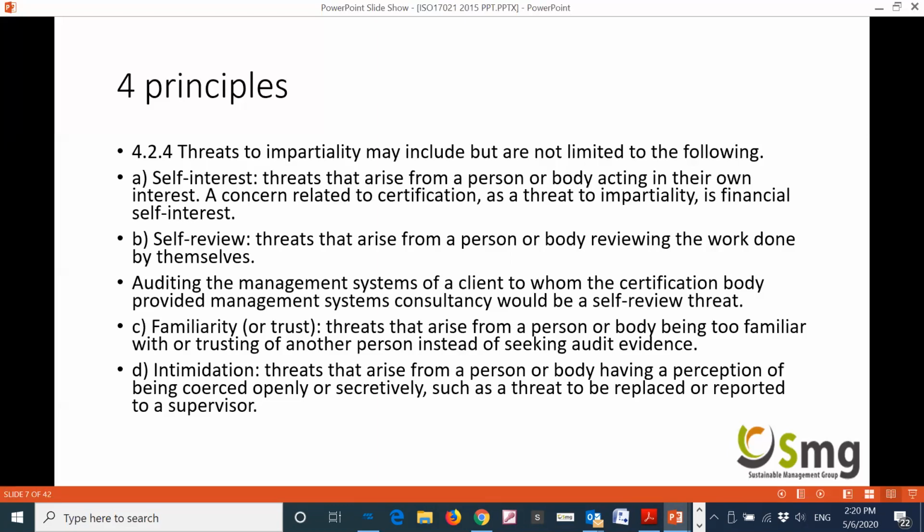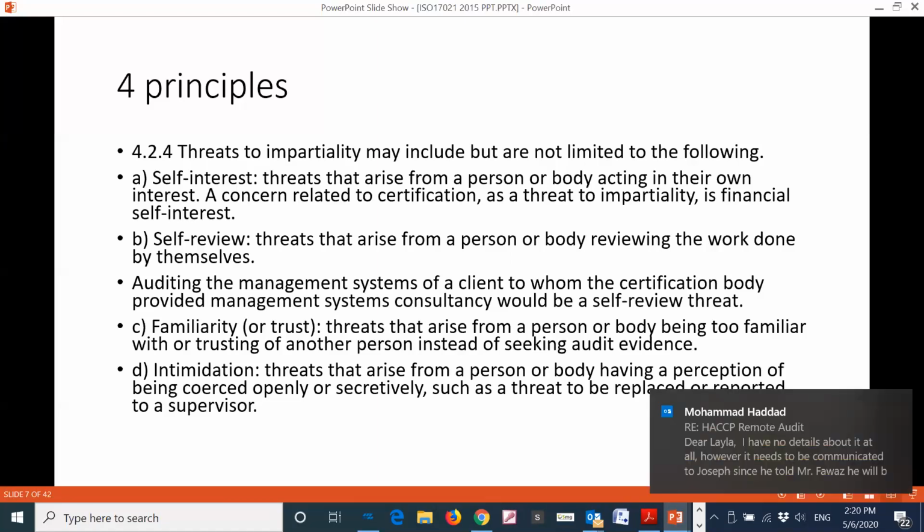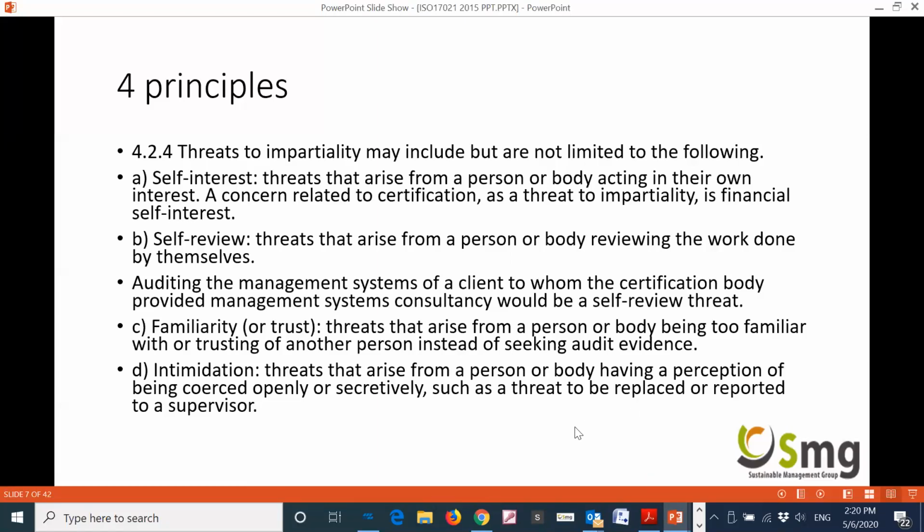Familiarity or trust. It means that sometimes some auditors may create a personal relationship with the auditee, and in this case, they might think that they have a good relation with the auditee. And sometimes we see that some auditees ask for a certain auditor. We want this auditor to audit us. Why? Because they have a close relationship with this auditor, and they think that this auditor will trust them, or will be less stringent with them, or will be less seeking objective evidence. So they will probably do the audit in a loose manner or whatsoever.